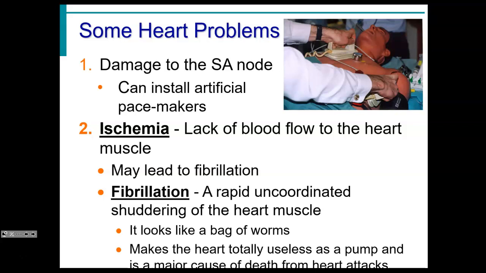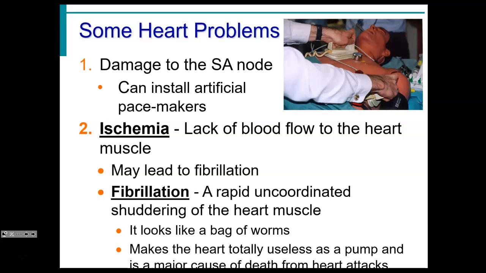Okay, so some heart problems could occur that prevent different sequences of these functions that we just talked about. First one, ischemia, which is kind of like an infarction. Ischemia and infarction are very similar terms. Ischemia means lack of blood flow to the heart muscle. So, an infarction can cause that. It can also be a mild disruption of blood flow, which wouldn't necessarily be considered a full infarction.